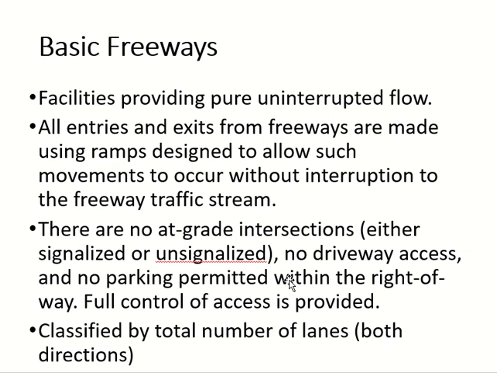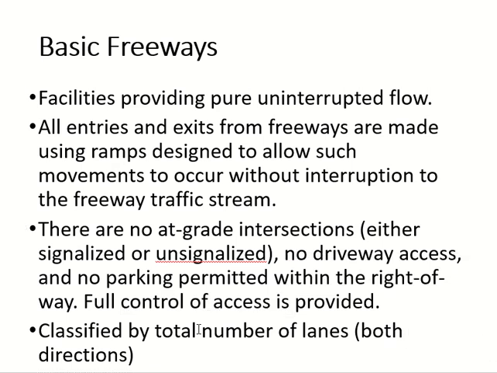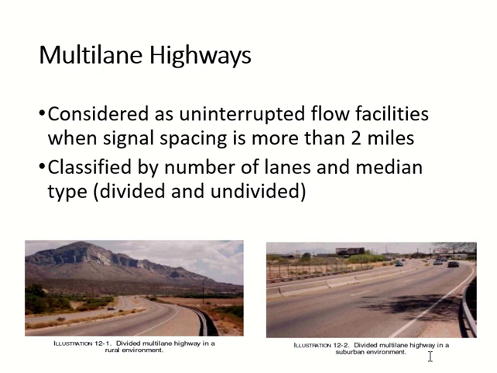These highways have full control of access. The only change in the design of these highways is according to the number of lanes, so the number of lanes must be given for basic freeways. Then we have multi-lane highways. Multi-lane highways are uninterrupted flow facilities because the intersection spacing is more than 2 miles. So they're not purely uninterrupted, but practically they can be called uninterrupted.